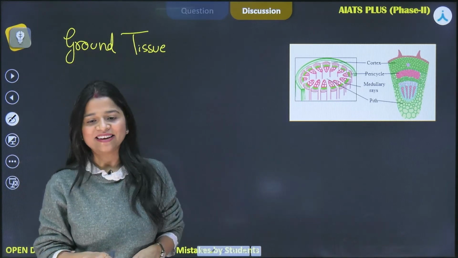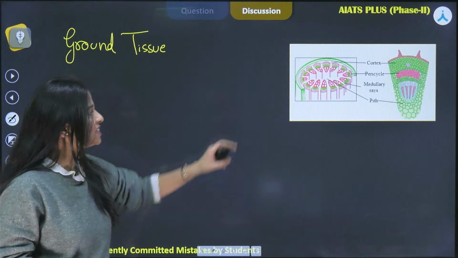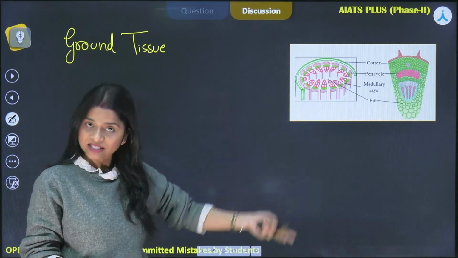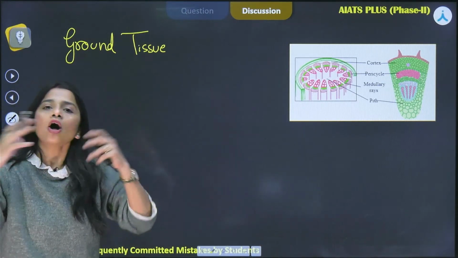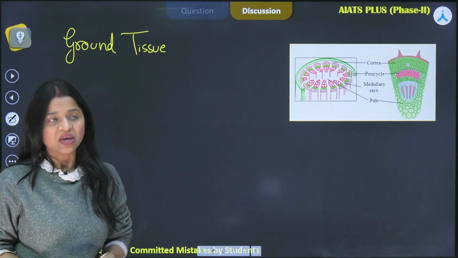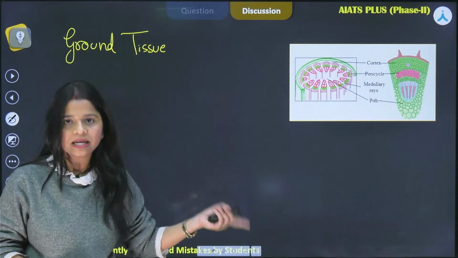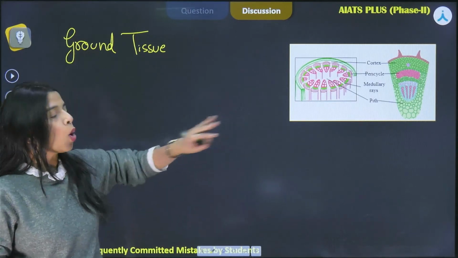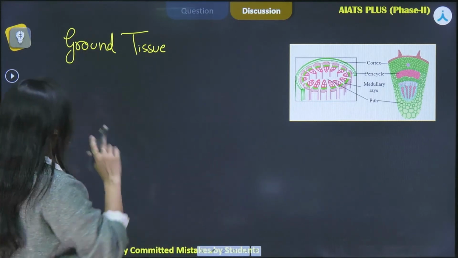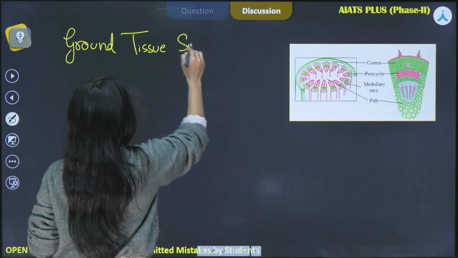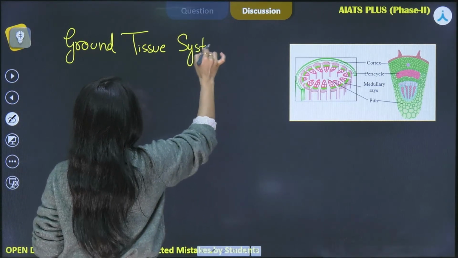Very good, Hema Malini. The correct answer is dicot stem. This is the TS of the dicot stem, and it has all the components of the ground tissue system. In others, we see that some of the components are absent. I will be discussing them also, but in this all are present. That is why I will be explaining the ground tissue system with the help of the TS of dicot stem.